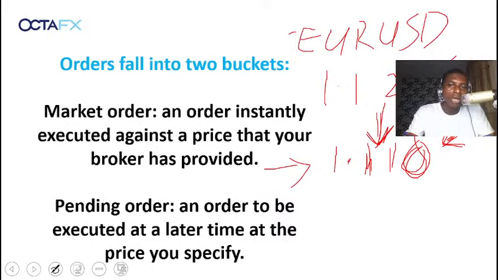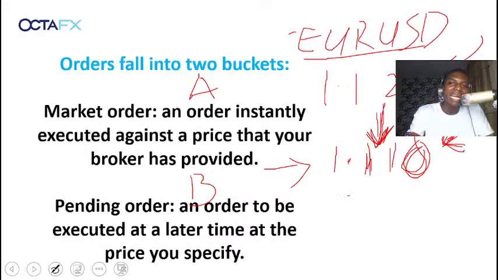Now that instruction you have given to your broker to buy at this level is a pending order, right? Because a pending order is an order that is executed at a later time. But a market order is an order that is executed immediately. So now trader A believes that this market is a bull market. He believes that Euro USD will keep going up. Now trader B believes that this price will fall down to this level before it starts going up.